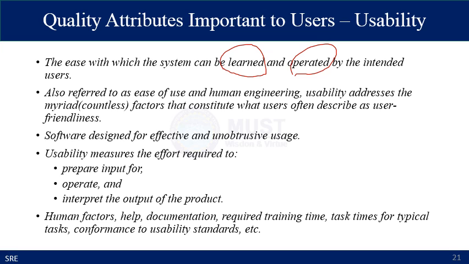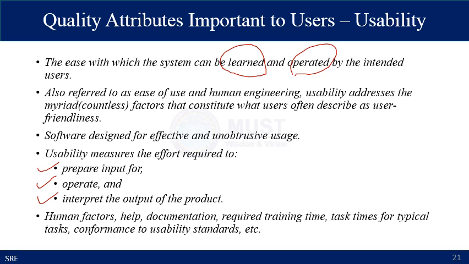In usability, software is designed for effective and unobtrusive usage so that there are no hidden meanings in the user interfaces, and the user is able to discern the user interface in the least amount of time and get up and running with your system. Usability measures the effort required to prepare input, operate, and interpret the output of the product.